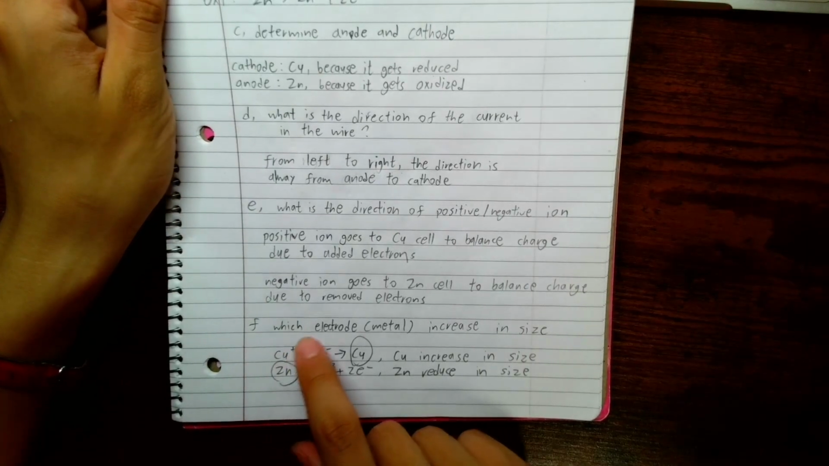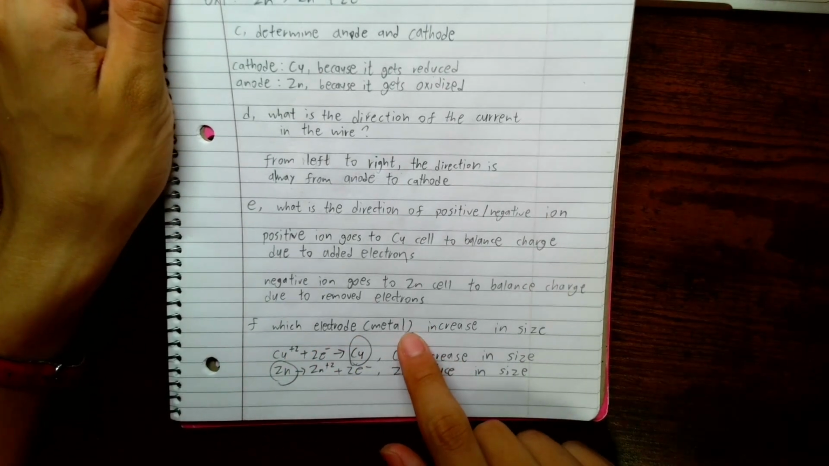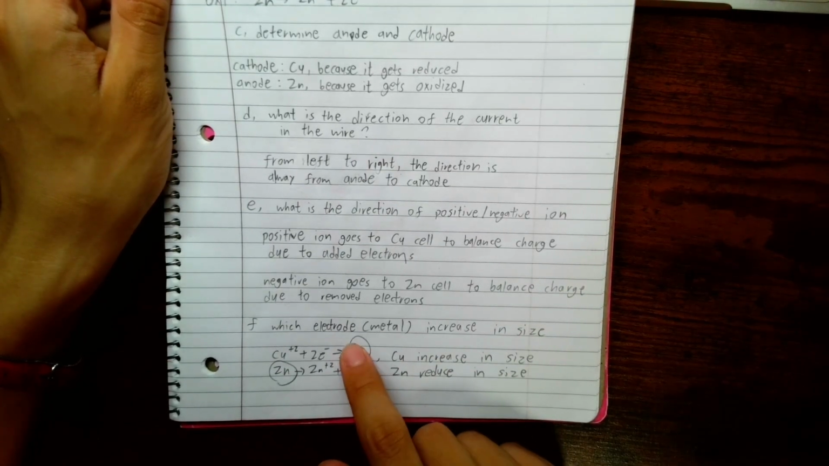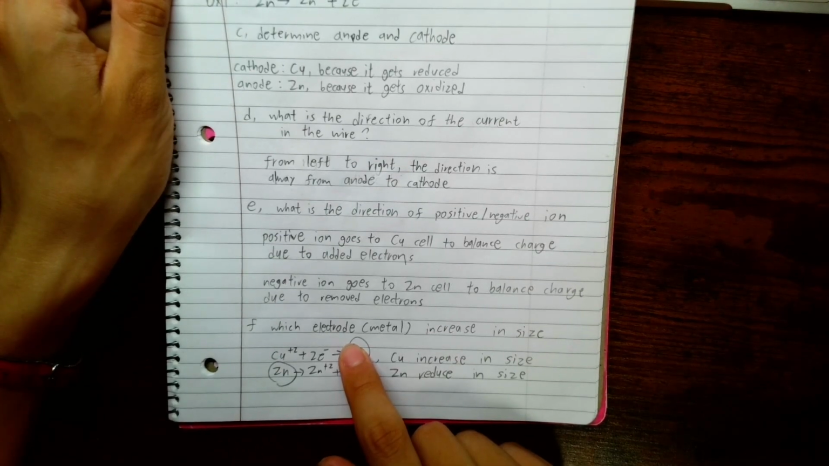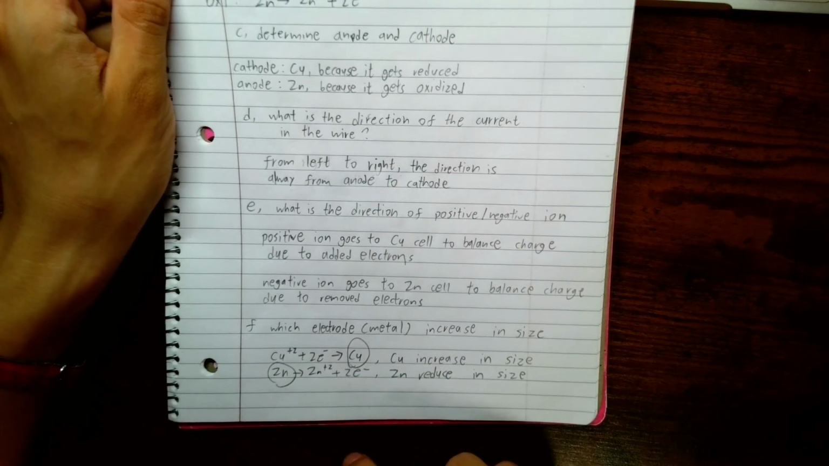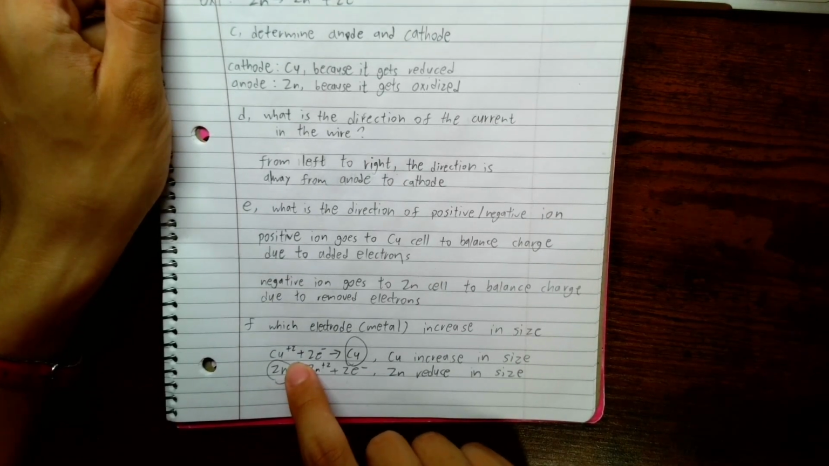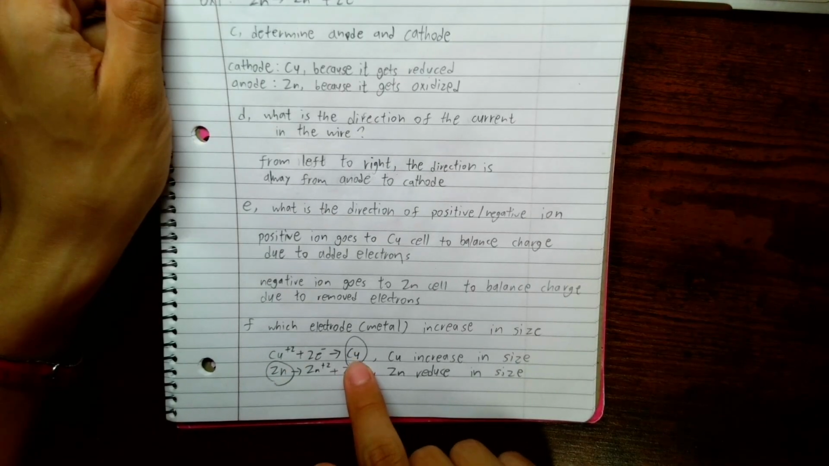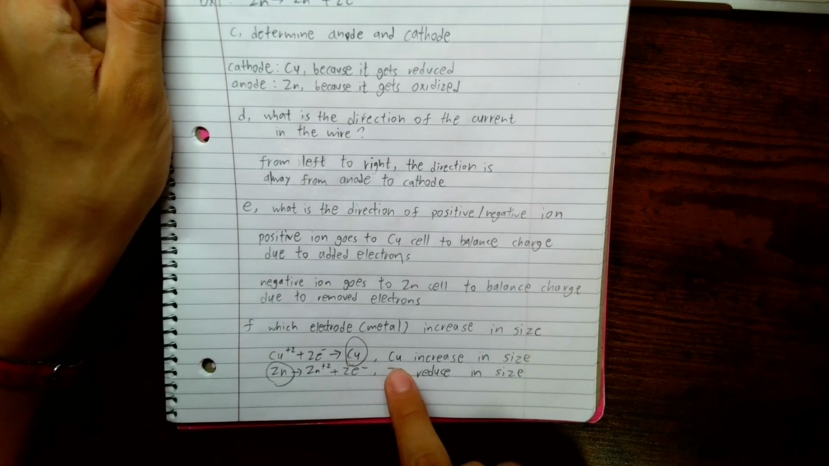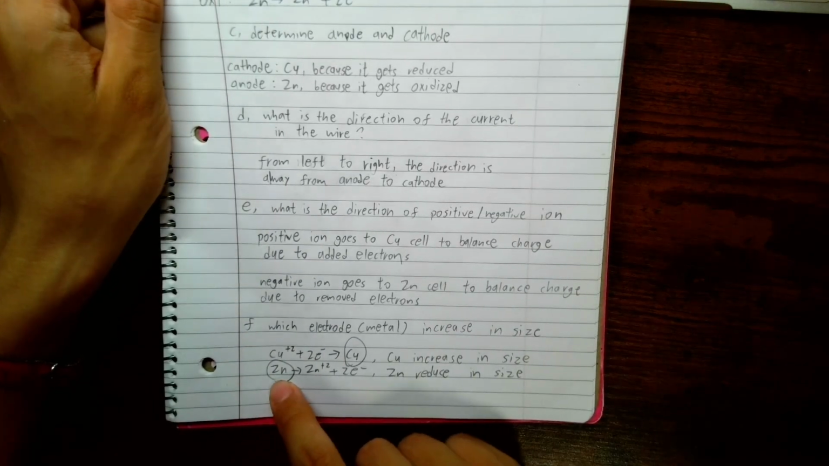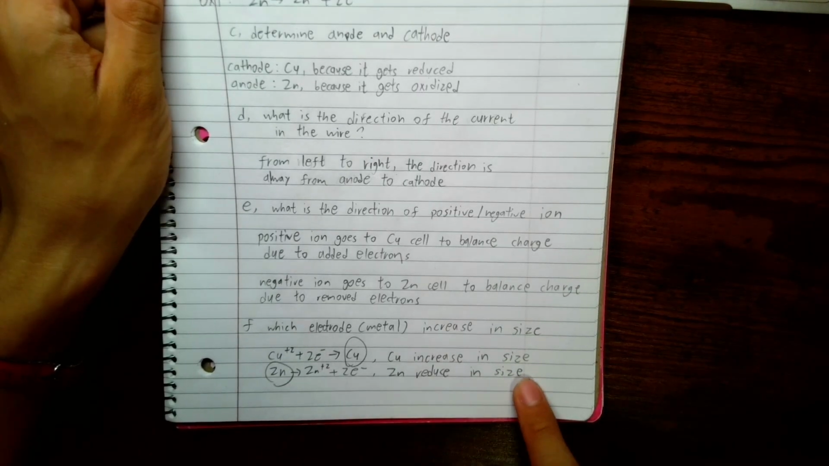The last one: which electrode or metal will increase in size? If we figure out each of the half reactions and which one is getting reduced and which one is getting oxidized, we just need to observe the product. In the one that's getting reduced, copper metal will be produced. So the metal copper will increase in size or mass. And zinc will be used up, so that one will reduce in size instead.